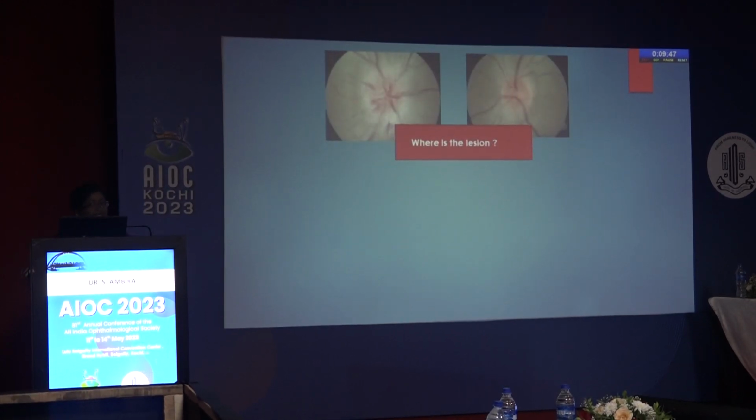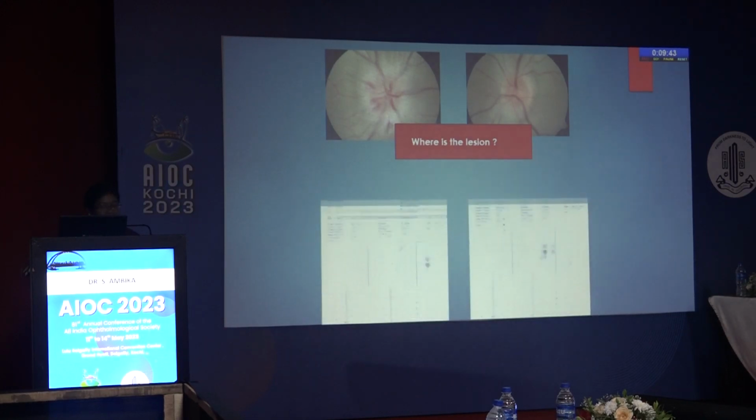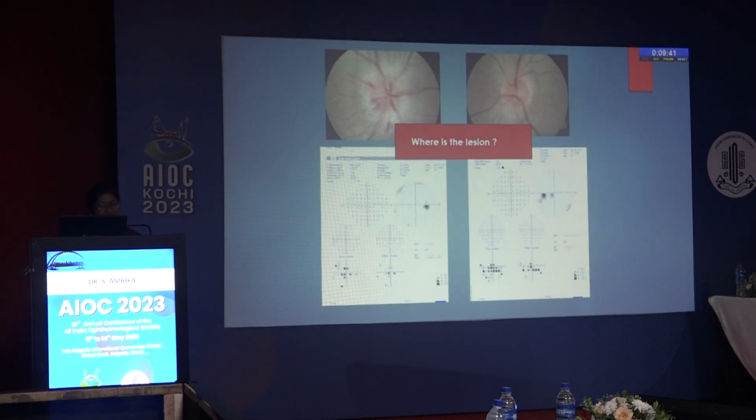So this is the fundus. Again, we are seeing a bilateral disc edema. So where do you think the lesion is? The fields had a very subtle central depression in both eyes.